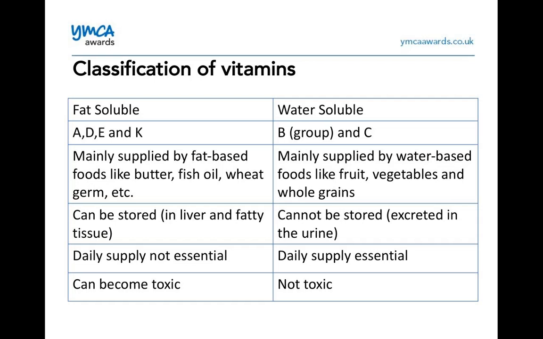Classifications of vitamins. We have fat-soluble and water-soluble. Our fat-soluble are A, D, E, and K. Water-soluble are our B group and C. Fat-soluble ones are mainly supplied by fat-based foods like butter, fish, oil. They can be stored in the liver and fatty tissue. Daily supply is not essential, and it can become quite toxic if you consume too much of it. Water-soluble, so the B group and C, are mainly supplied by water-based foods like fruits, vegetables and whole grains. They cannot be stored, so they're excreted in the urine. A daily supply is essential, and they're non-toxic.